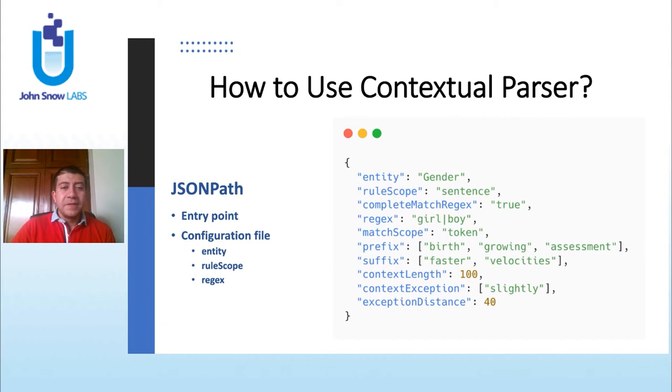Entity. This field is the label assigned to the match, which can be accessed through metadata output. Rule scope, this field defines the scope at which the matching procedure takes place. For now, it supports sentence and document level scope. We will see when to use each one for the next. And for the next field, let's look at an example to better understand this behavior.